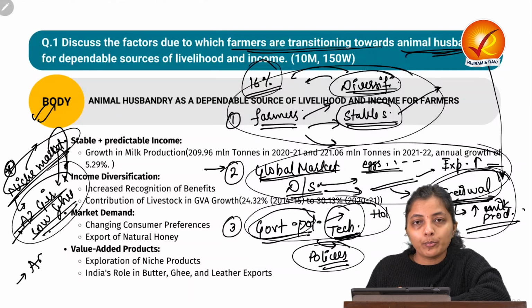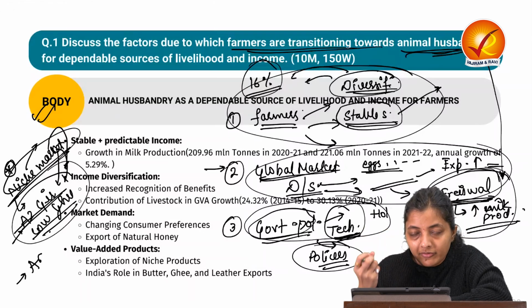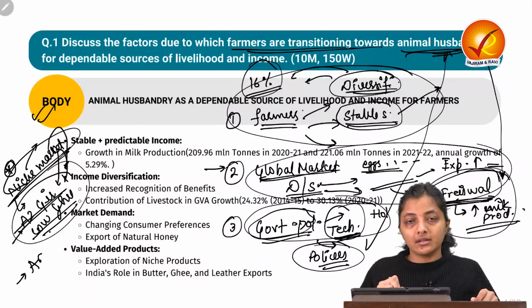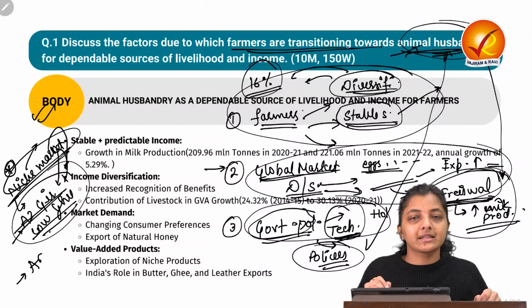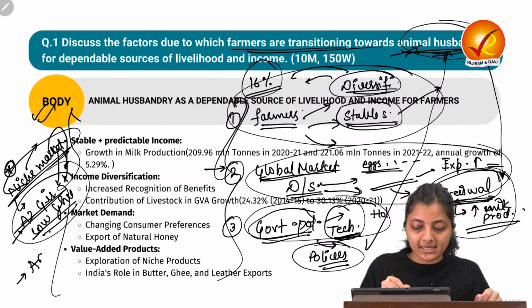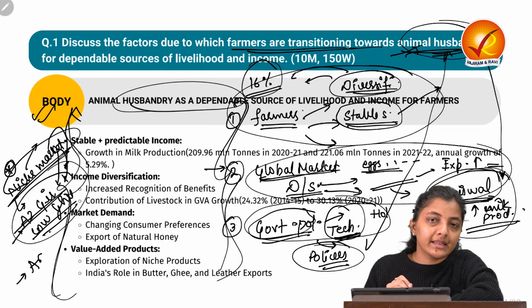Next is about the policies. The government is providing tax incentives and subsidies, so that they also want the farmers to invest more and more into this agricultural branch, that is animal husbandry. So these are some aspects that is why the farmers are taking this transition.